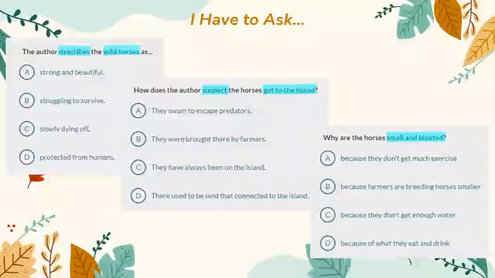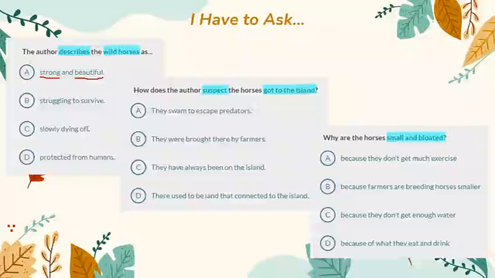All right, let's look at question number 1. The author describes the wild horses as A, strong and beautiful. All right, I do remember them saying that the animals were strong because they're hardy animals that can live on the barrier island. And I also remember them talking about the beauty of the animals. So that's definitely a possibility.